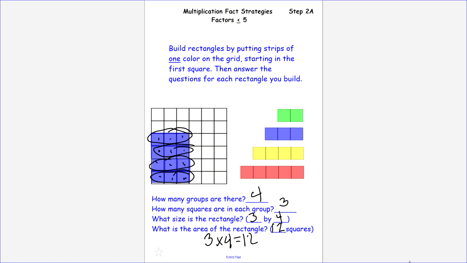Remember, the commutative property of multiplication tells us that we can change the order of the factors, and it does not change the product. So I can take this rectangle and turn it on its side, so I have a 4 by 3 instead of a 3 by 4, and it does not change the total area. 3 times 4 equals 12, so 4 times 3 also equals 12. We now know 2 more benchmark facts. Let's go ahead and look at just one more.